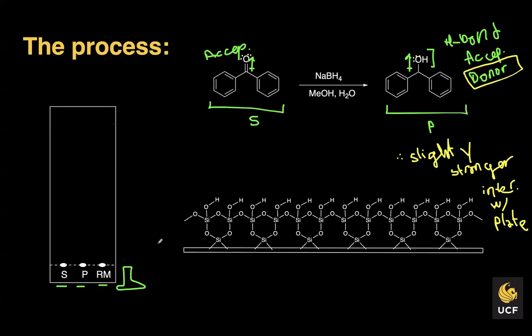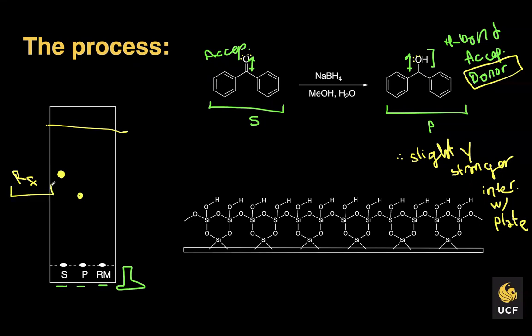So it has a slightly stronger interaction. If you develop the plate and you have the solvent line and the starting material moved this far up the plate, you'll notice that the product will move slightly lower, right? The one that has weaker interactions with the plate will have a larger RF value. The molecule that has stronger interactions with the plate will move slower up the plate, so it'll tend to have a smaller RF value, right?